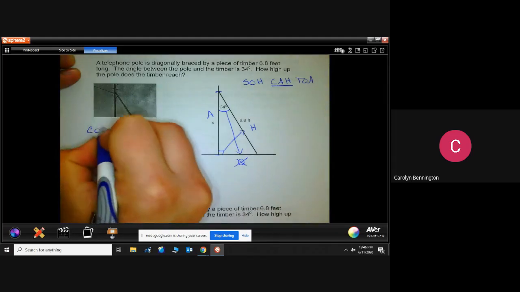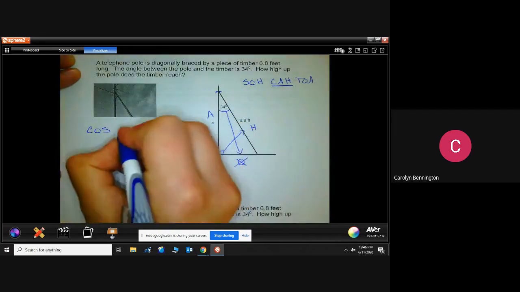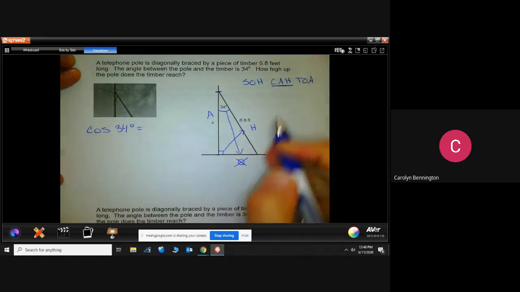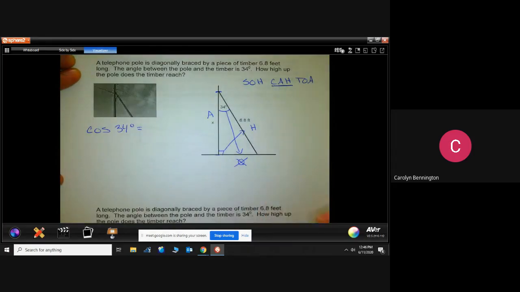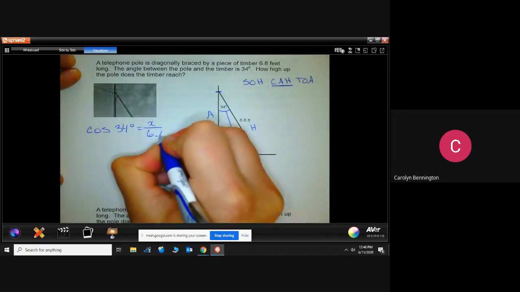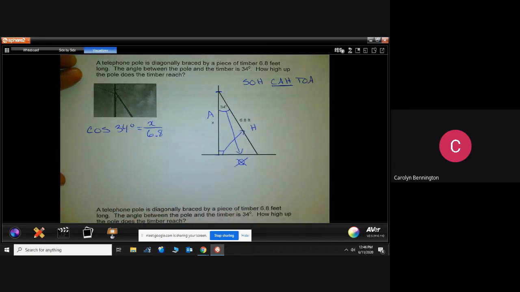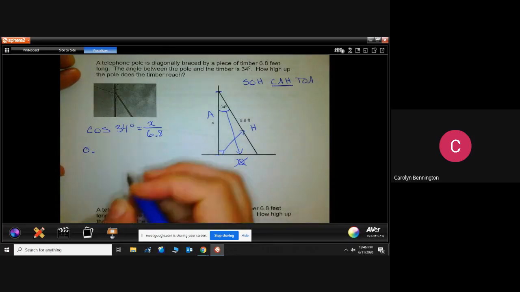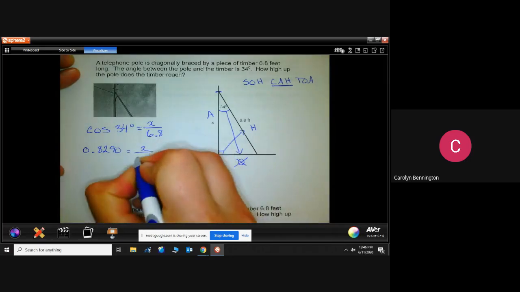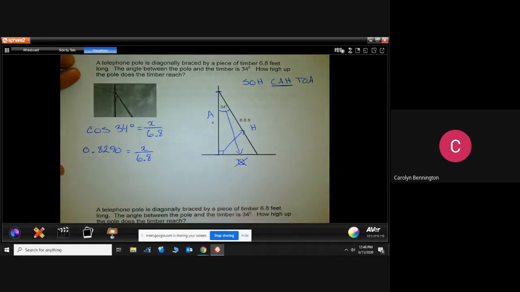So we'll have cosine of our angle of 34 degrees equals the adjacent side over the hypotenuse. So our adjacent side is x and our hypotenuse is 6.8. So calculate our cosine of 34. We'll get 0.8290 equals x over 6.8.